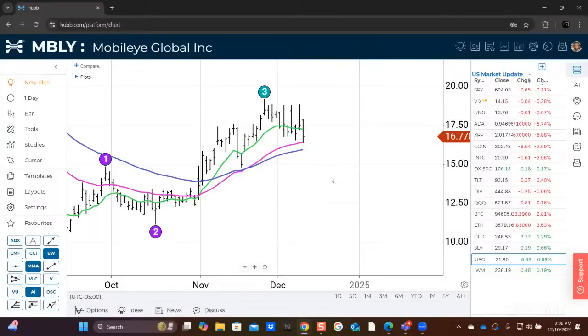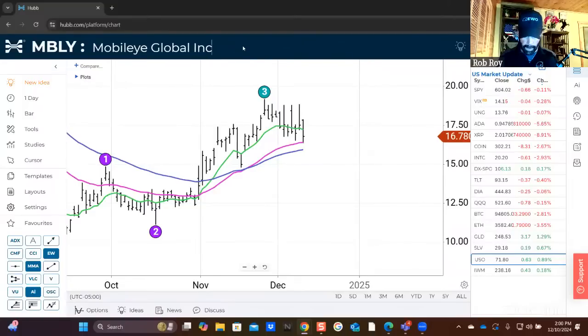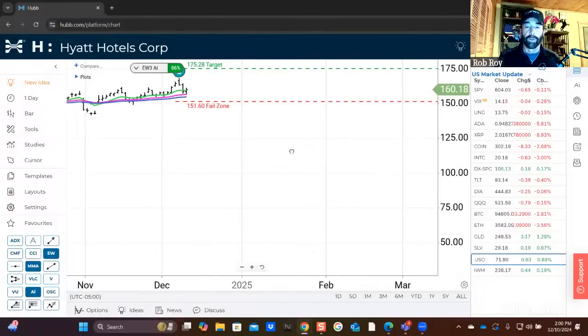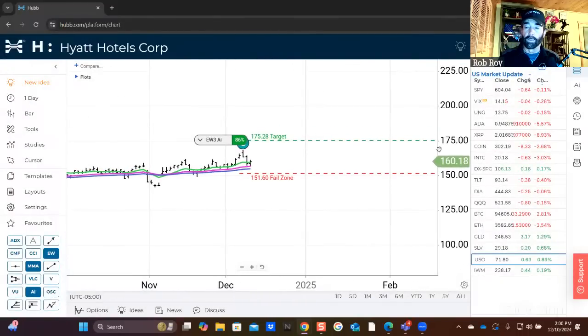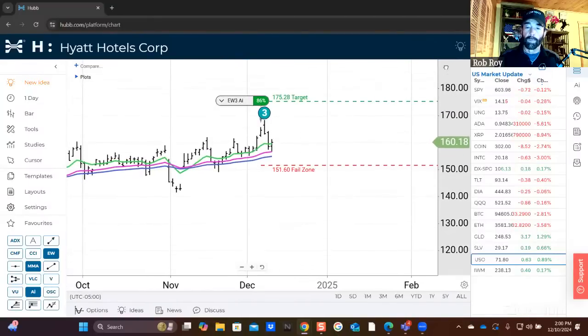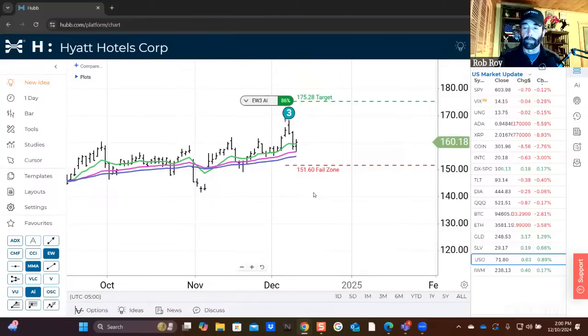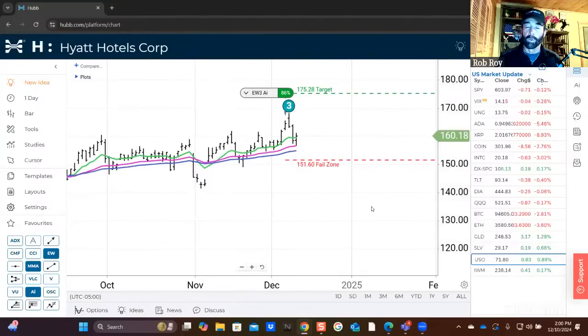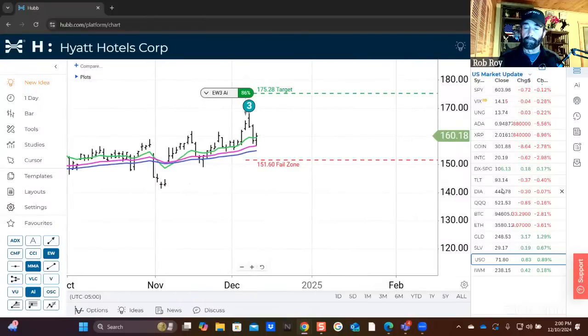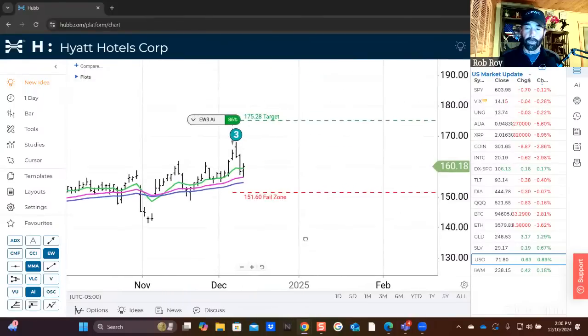Alrighty, you want to head over to the case study consideration for today, and then I'll show everyone how to post that. Yep. What we're going to look at is symbol H, Hyatt Hotels. You can see it is in the AI portfolio and looking like it wants to go to 175.